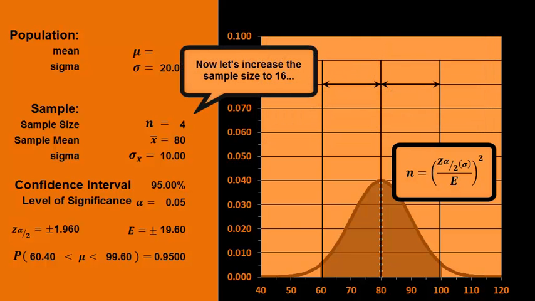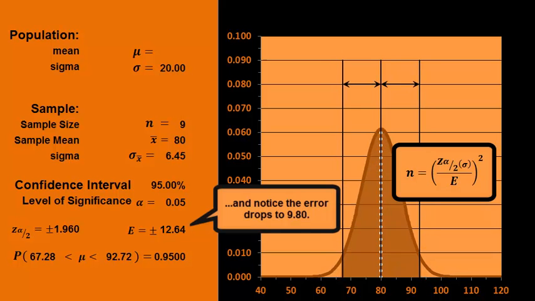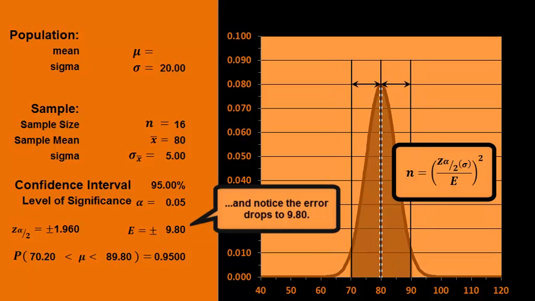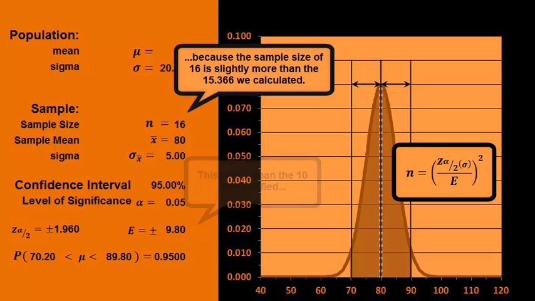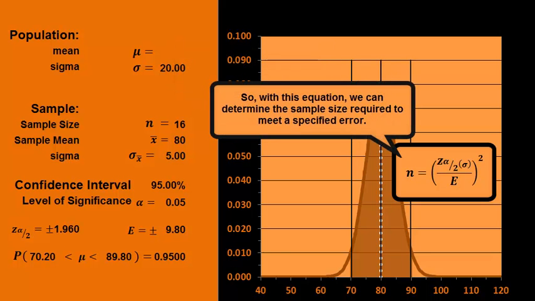Now let's increase the sample size to 16, and notice the error drops to 9.8. This is less than the 10 we specified, because the sample size of 16 is slightly more than the 15.366 we calculated. So, with this equation, we can determine the sample size required to meet a specified error.